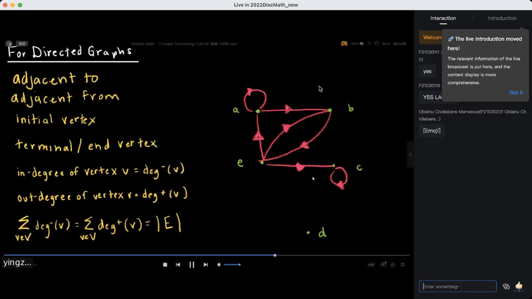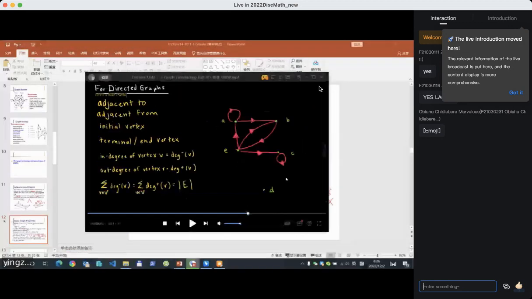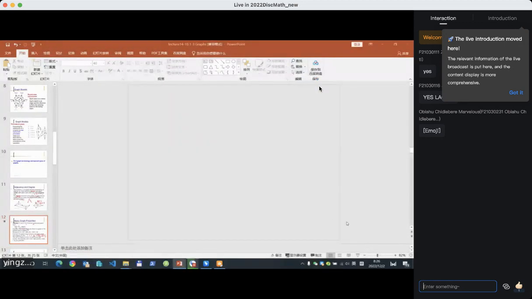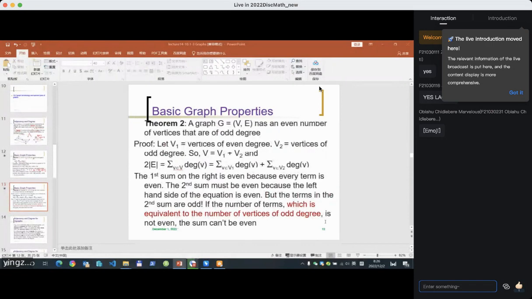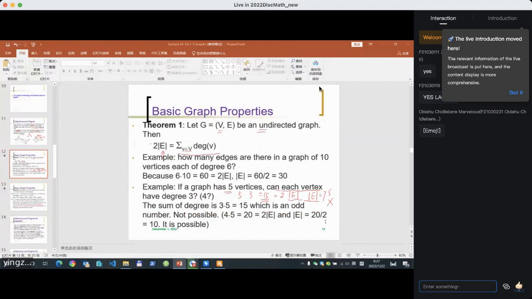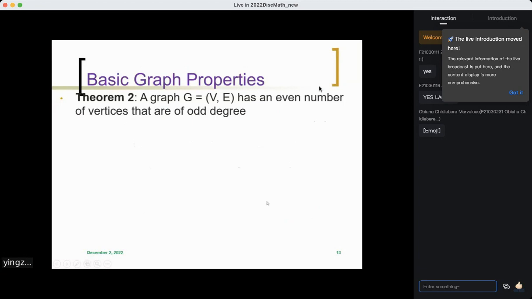Let's talk about the terminology now related to directed graphs. Here we talk about this concept, especially the degree, and degree has a relationship with our edges. And here is another rule, the second rule, or CR2.